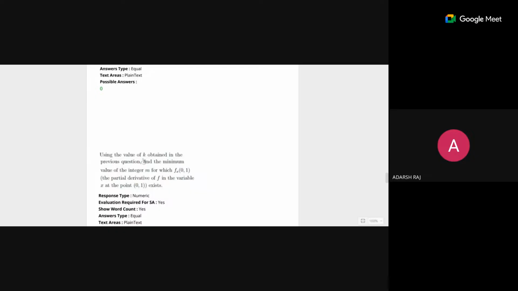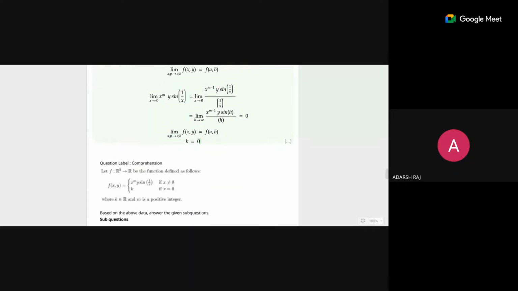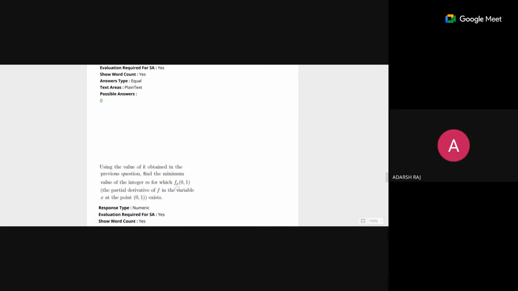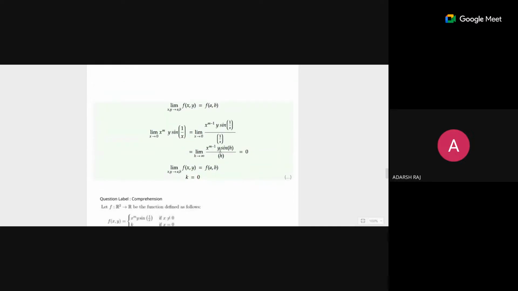And the second question is, using the value of k obtained in the previous question, find the minimum value of the integer m for which the partial derivative of this function at 0, 1 exists. So we basically have to find the minimum value of m for which the partial derivative of this function at 0, 1 exists. How to solve this? Here we know that limit, sin h by h.